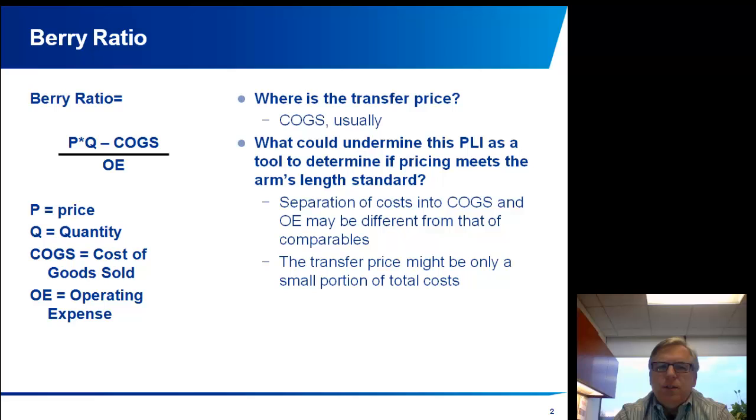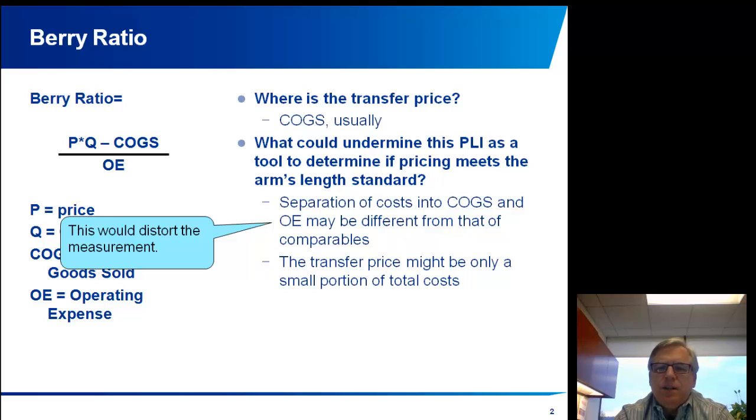One of the other issues that can affect the Berry ratio is if the transfer price, that portion of COGS that's from a related party, is only a small portion of total costs. In this case, you'd be looking at a transaction in which the fluctuations in the related party price might be swamped by transactions with unrelated parties, so there are other suppliers or other sources of your COGS.